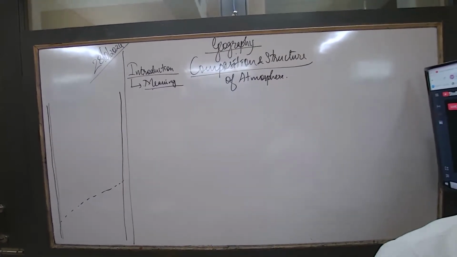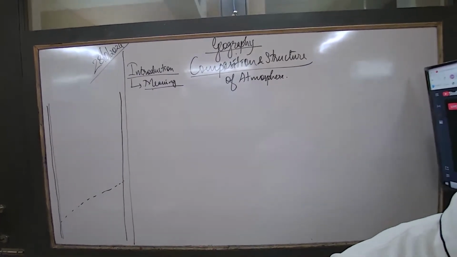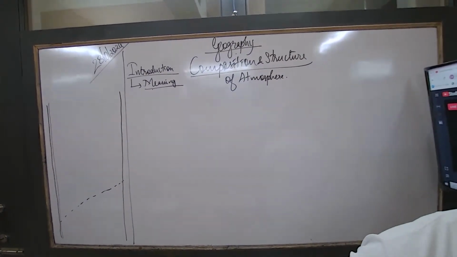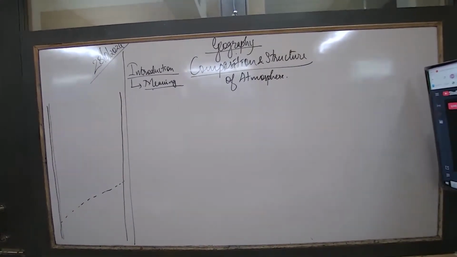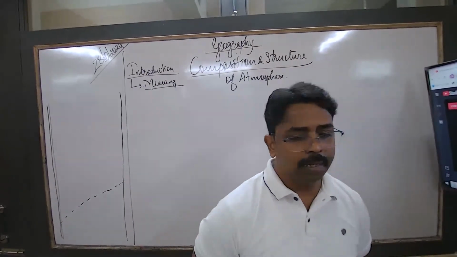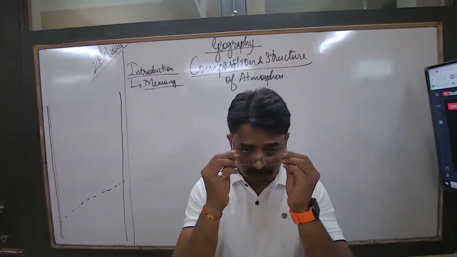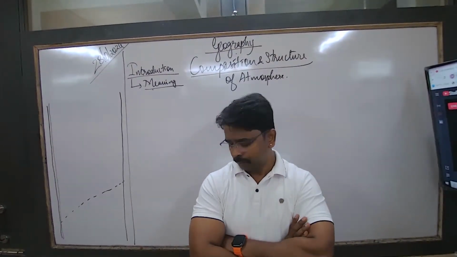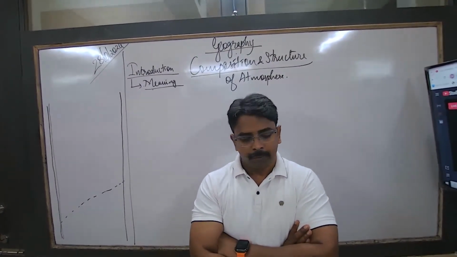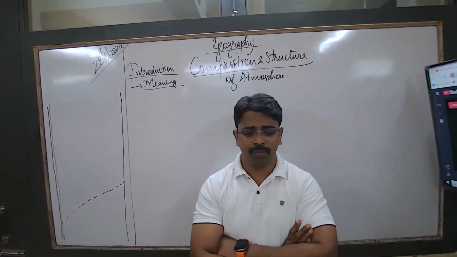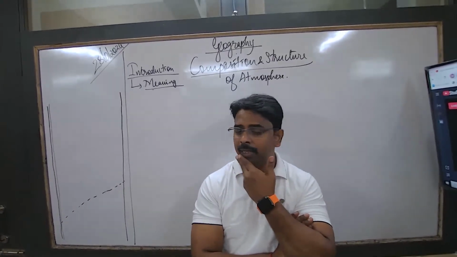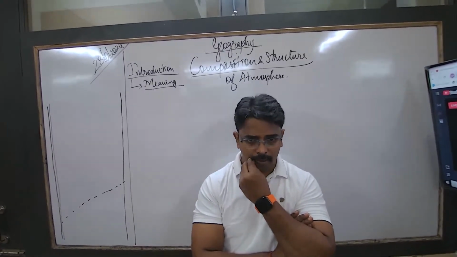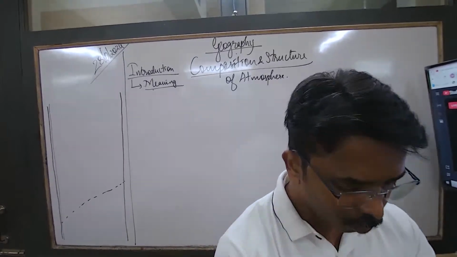Meaning, the blanket of air surrounding the earth structure is known as atmosphere. Blanket of air surrounding the earth structure is known as atmosphere. Full stop. One more line, leave that line.